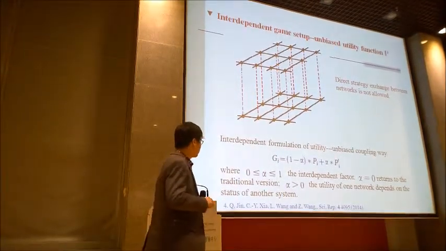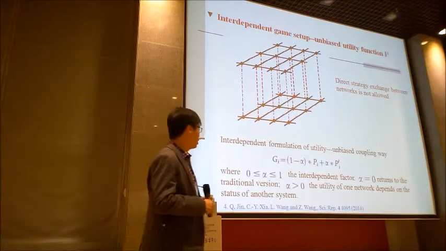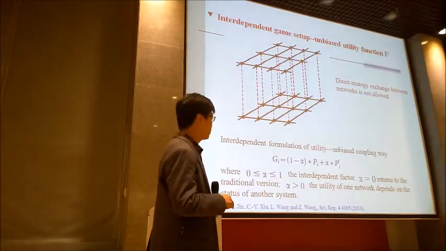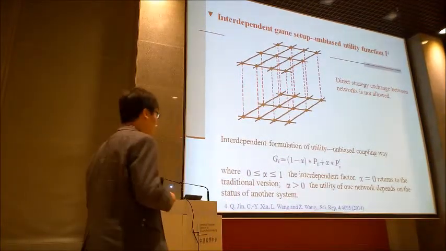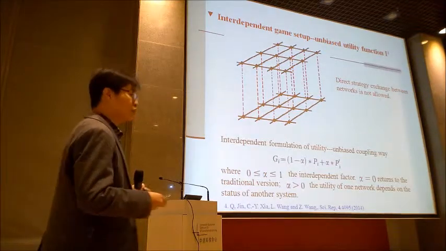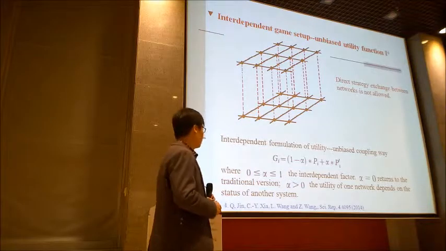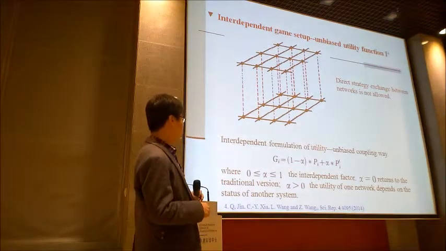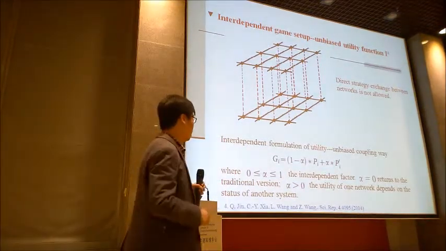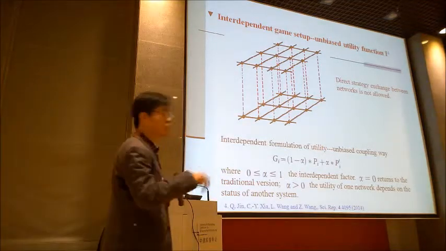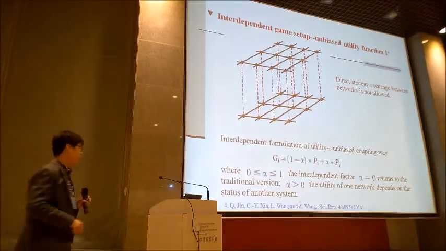So here the parameter R denotes the interdependent factor, or coupling strength. Of course, if R equals zero, it returns to the case of the traditional single network. With the increment of the interdependent factor, the two networks become coupled, and the utility of one network also depends on the status of the other network.